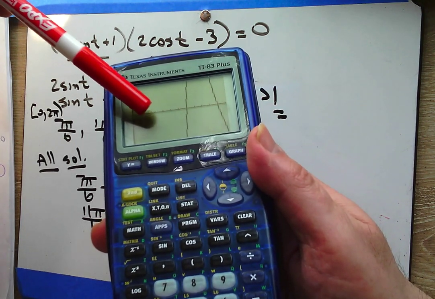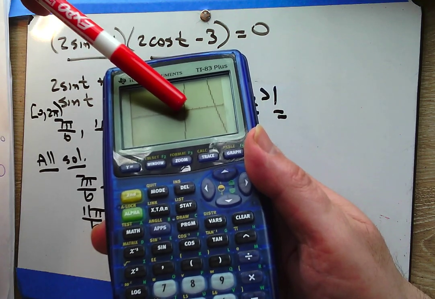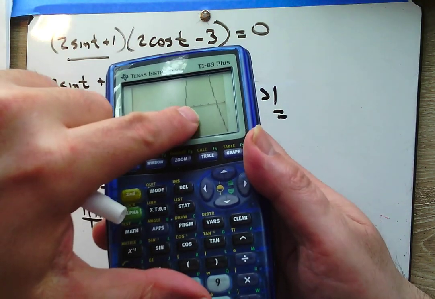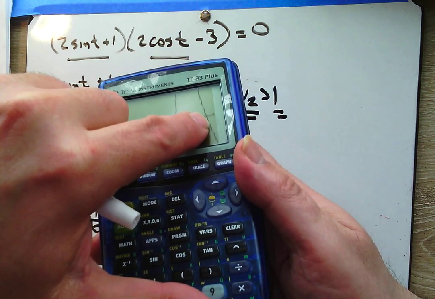1 pi over 6, 2 pi over 6, 3 pi over 6, 4 pi over 6, 5 pi over 6, 6 pi over 6, 7 pi over 6 is one solution. 8 pi over 6, 9 pi over 6, 10 pi over 6, 11 pi over 6 is the second solution.